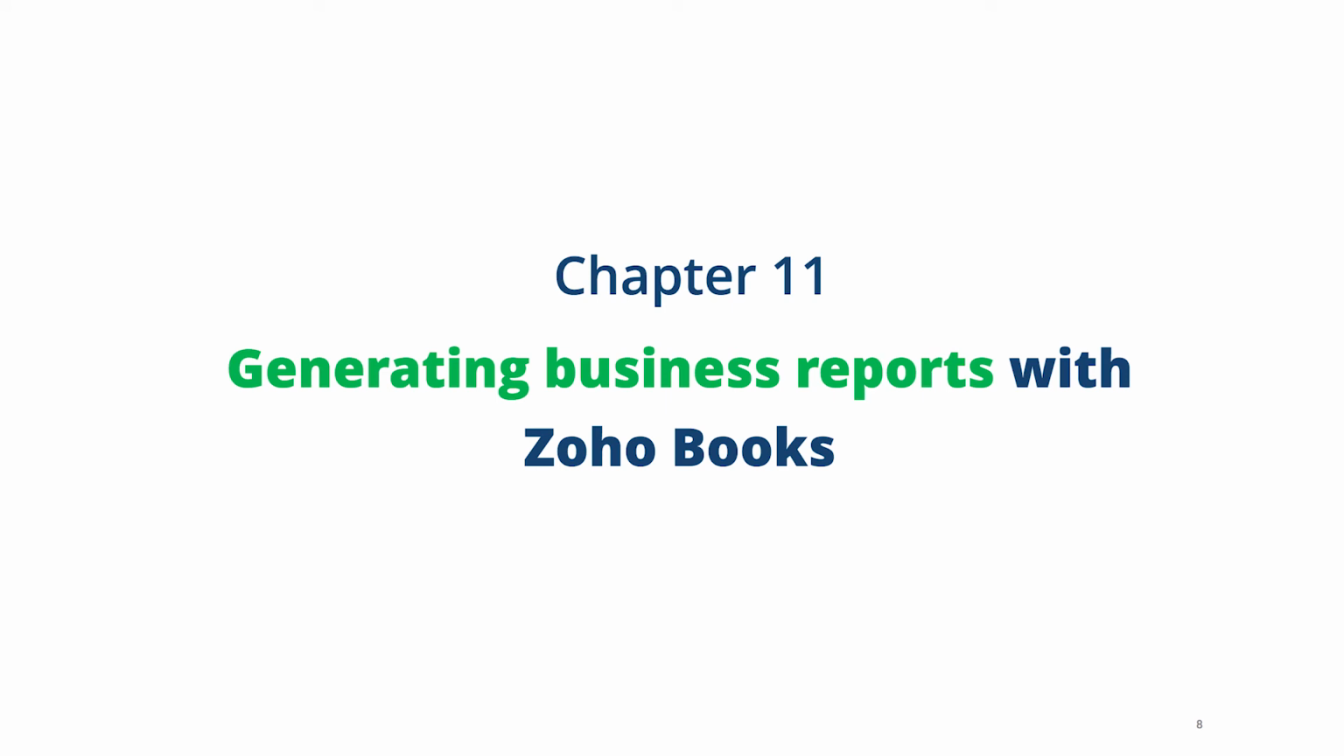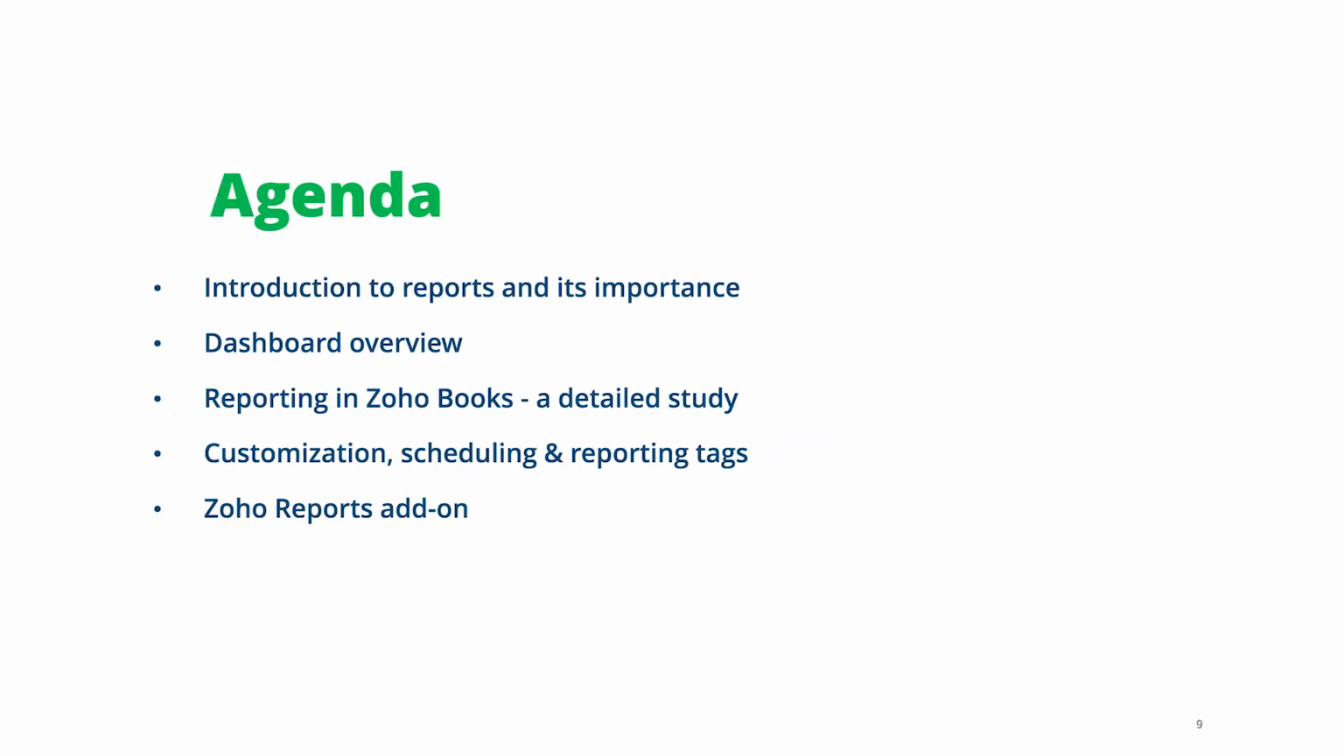We will be looking at how reporting is done in Zoho Books and its importance. We will then move on to understand the dashboard components, followed by a detailed study of various reports in Zoho Books. We will also look at other features like customization, scheduling of reports, and usage of reporting tags. Finally, we will see how to integrate Zoho Books with Zoho Reports and the benefits of using Zoho Reports for our business.